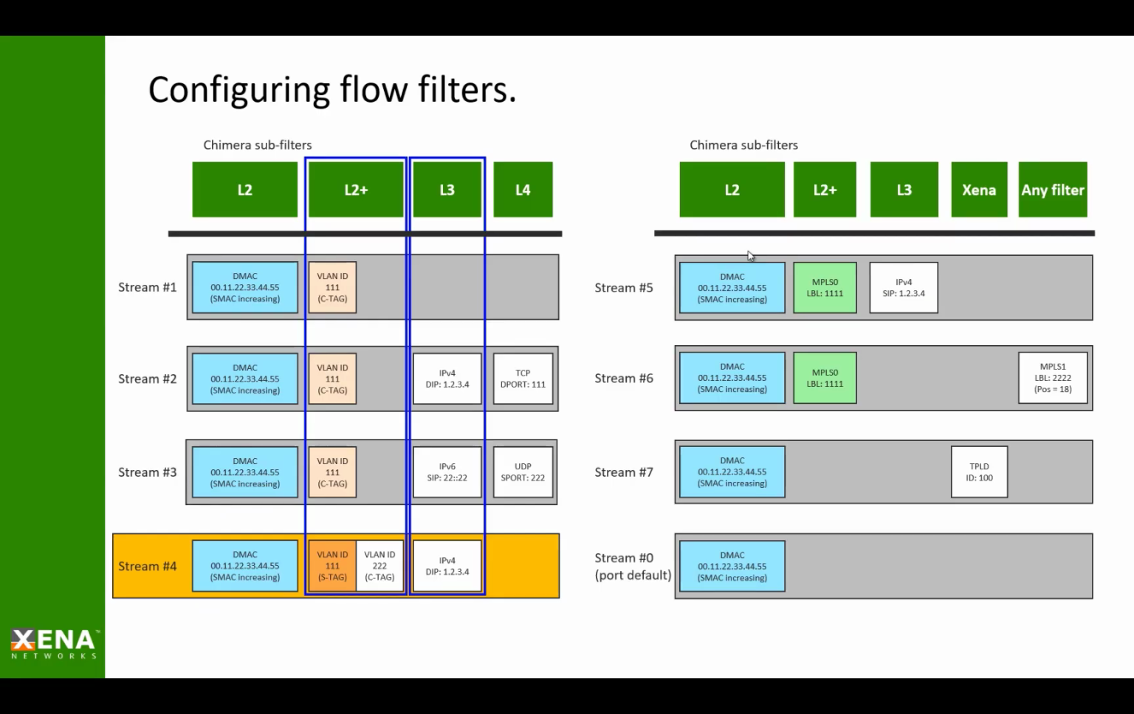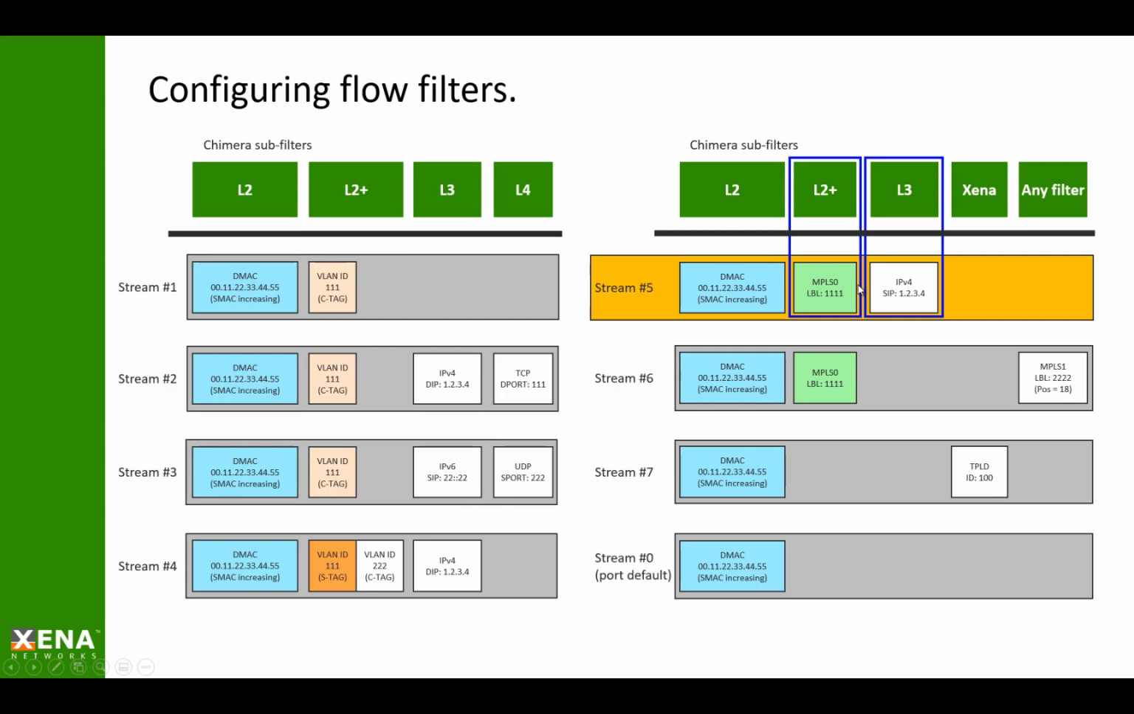Now let's take a closer look at Chimera's ability to filter based on MPLS. Stream number 5 has an MPLS label which we can match using the L2 plus subfilter. Inside there's an IPv4 payload, and I will use the L3 subfilter to match the source IP.